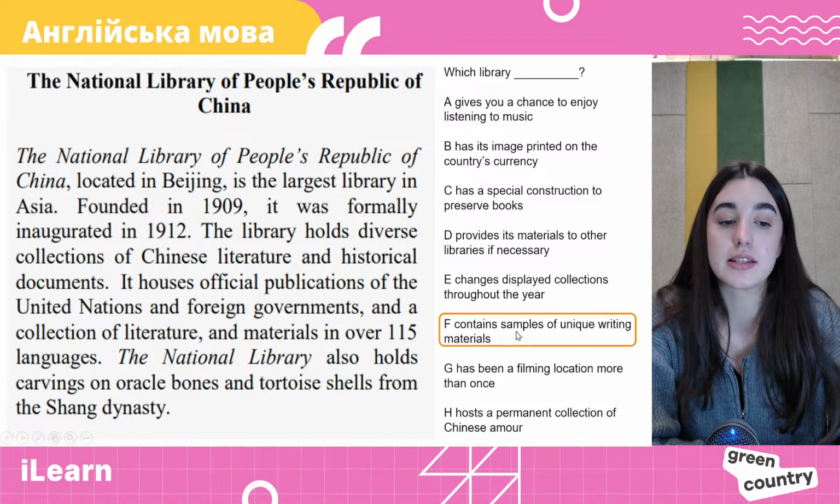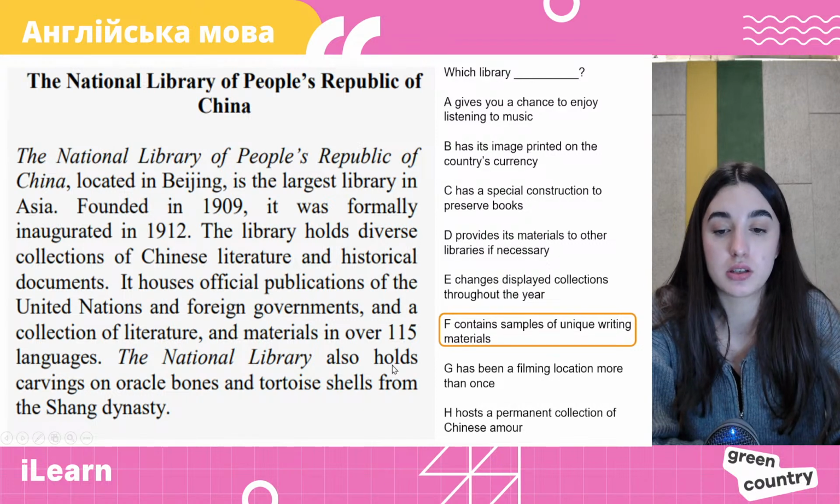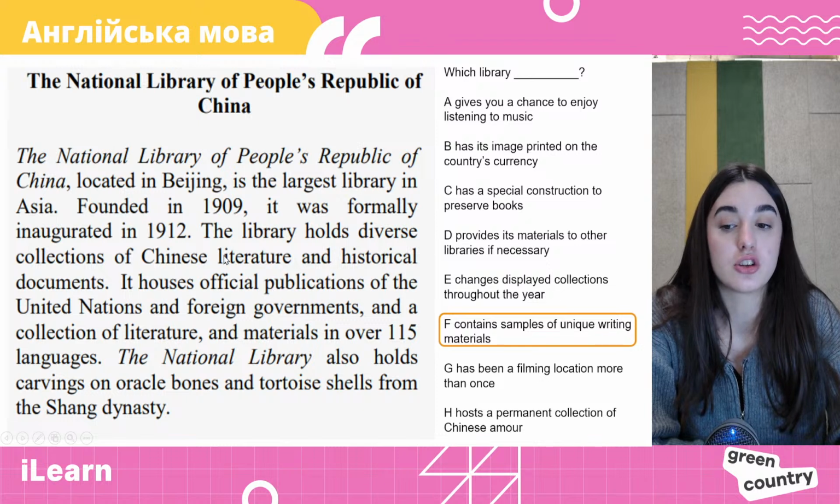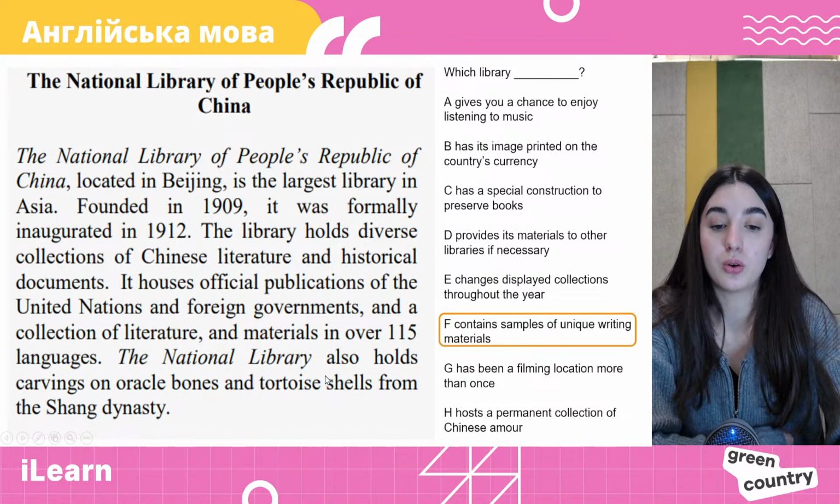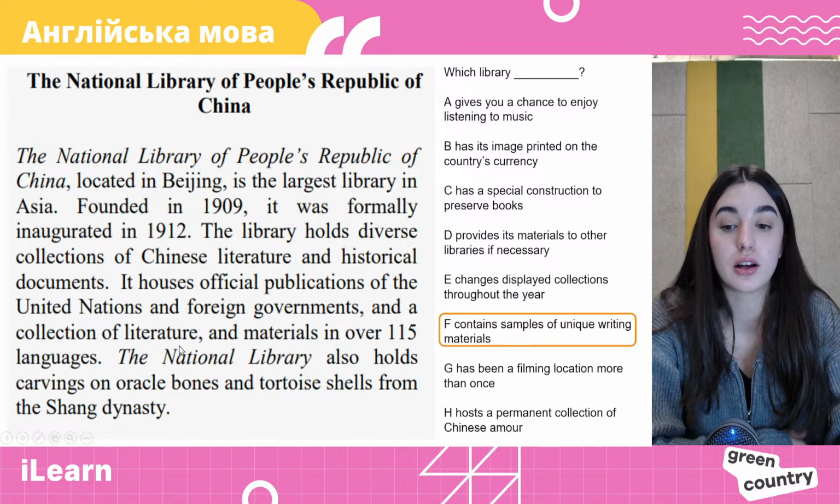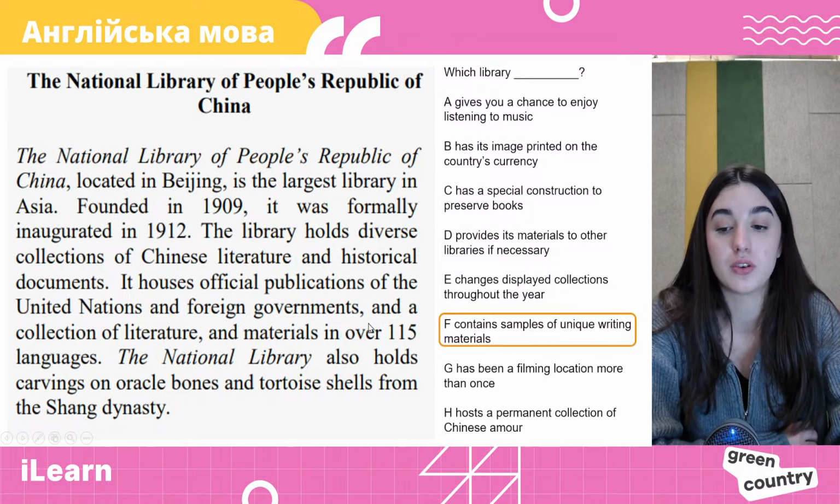This library contains samples of unique writing materials. It houses official publications of the United States, a diverse collection of Chinese literature, historical documents. And also we have there a collection of literature and materials in over 115 languages.